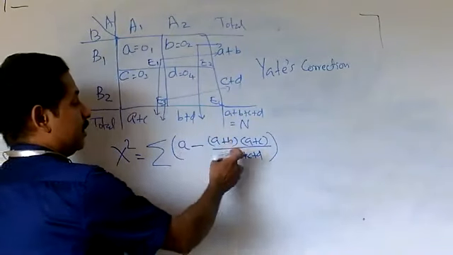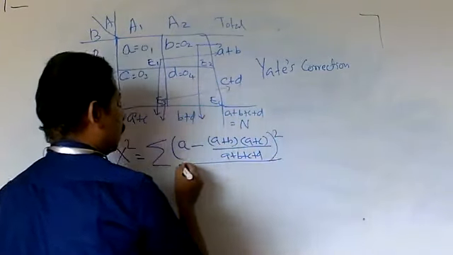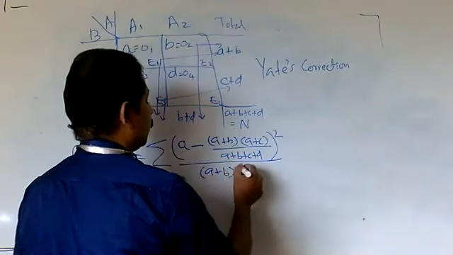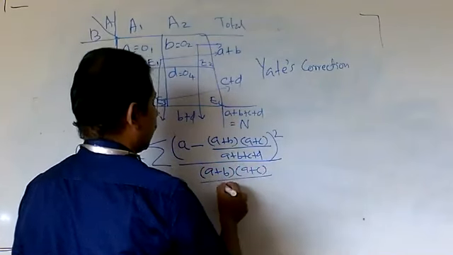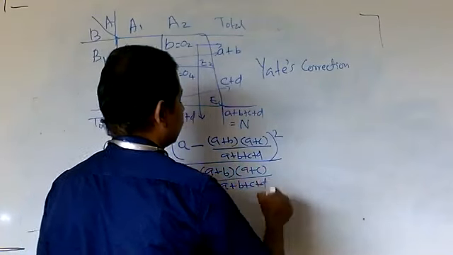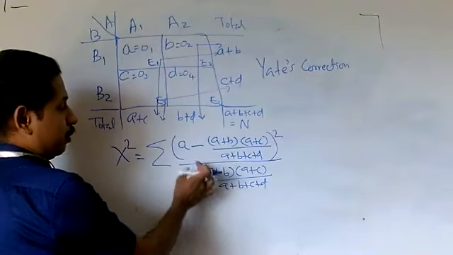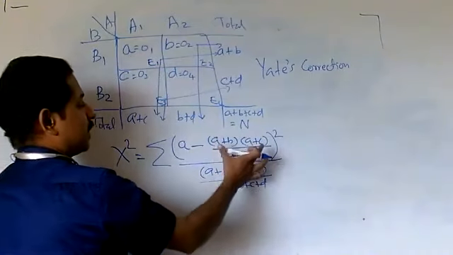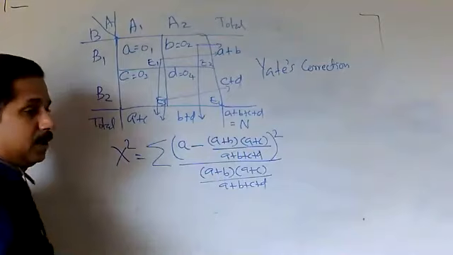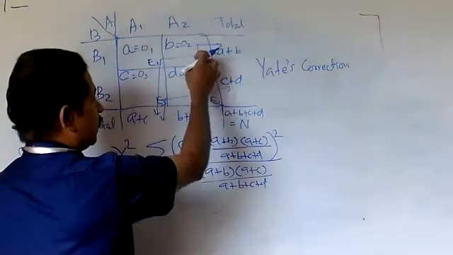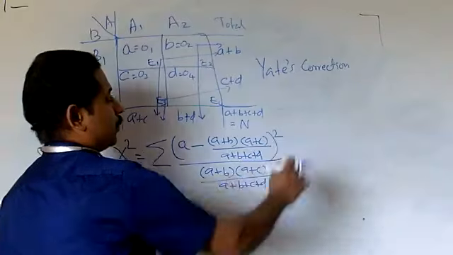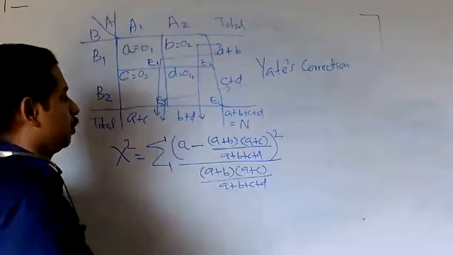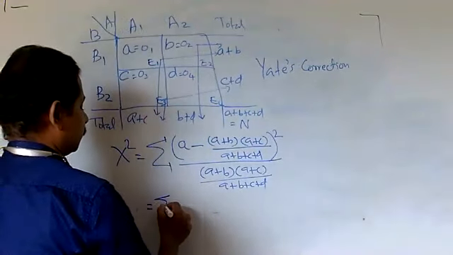So (O minus E) whole square divided by E. What is E? A plus B into A plus C divided by A plus B plus C plus D. So this is the expected value. That means O1, A minus its expected value, all square divided by expected value. You do this process in each and every cell, the other three cells, and add all these values. That is why I am giving you sigma. So first you find out this value, this summation.